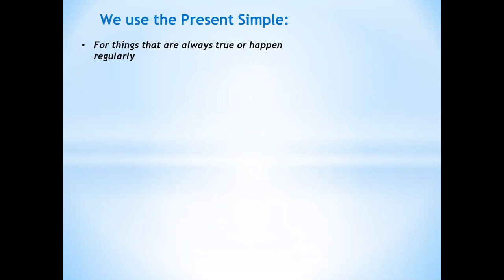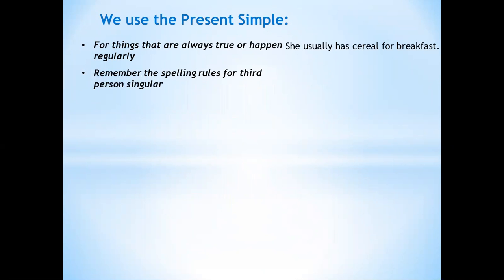We use present simple for things that are always true or happen regularly. For example, she usually has cereal for breakfast. Remember the spelling rules for the third person singular. He, she, it, you have to add s to the main verb. For example, he lives in a flat. She watches TV in the evening.